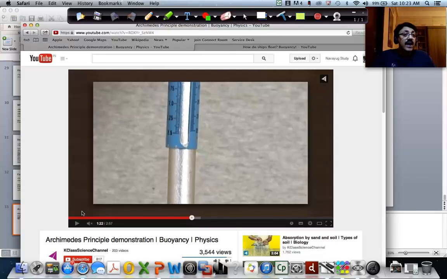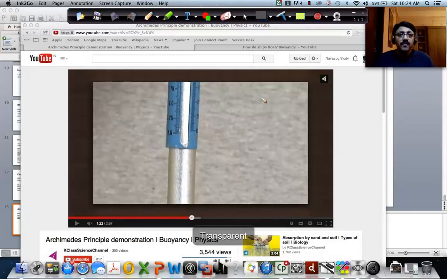So weight was acting downwards, the buoyant force was acting upwards, and the net force is what comes to the spring balance. The net force is what? The weight minus buoyant force. So ultimately the net force which is acting down reduced as much as the buoyant force, right? So what was it? Let us go back here, right? Let me draw and explain that to you.